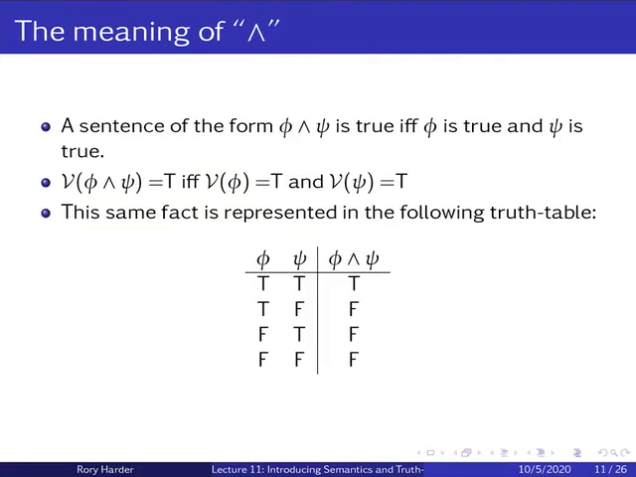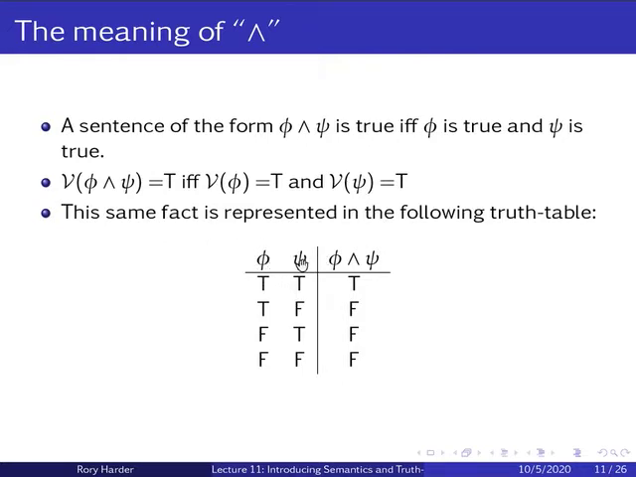Now, moving on to conjunction, what the fancy mathematical symbolism here just means, again, is that a sentence of the form phi and psi is true just in case phi is true and psi is true. So the valuation which we assign to the conjunction is true just in case each of the conjuncts is assigned true. And this same fact is represented in the following truth table.